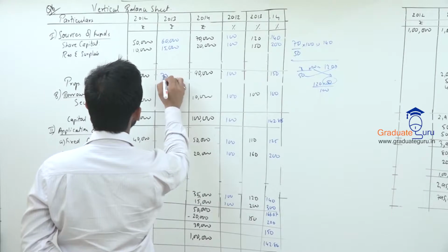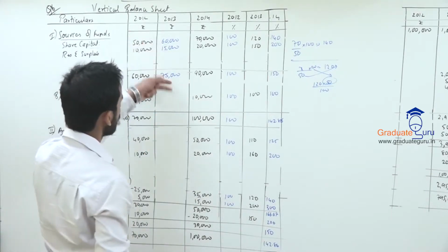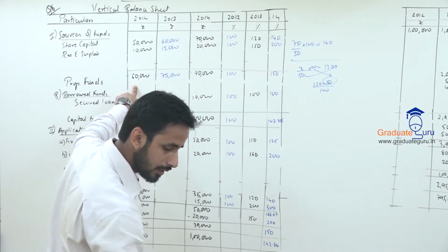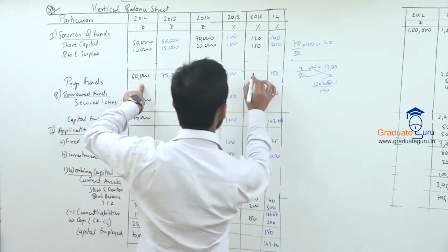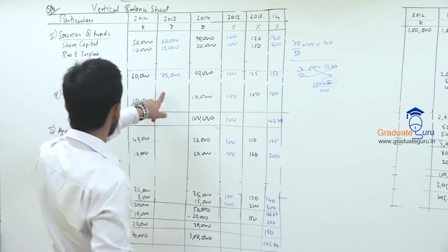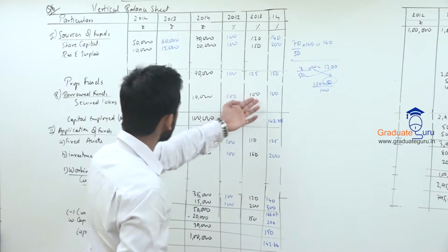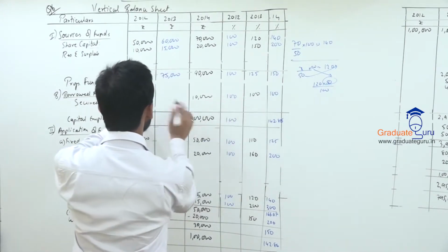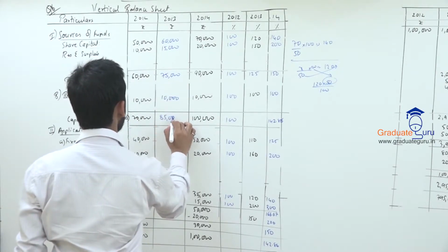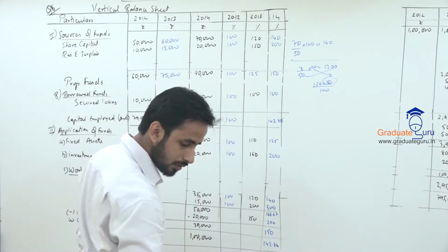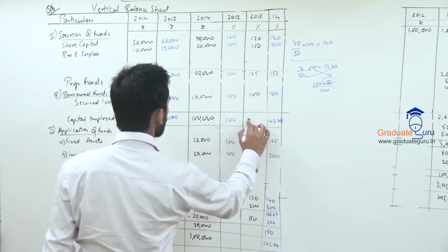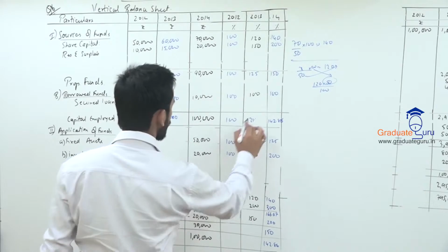This is 75. 75 divided by 60 will give me 125. So यहाँ पे 125%. Clear है? अच्छा. Secured loans. You don't have any secured loans? Yes, we do have secured 100%. ना? 10 का 100% is 10. This will be 85. 85 divided by 70. It's all calculative. 121.42.